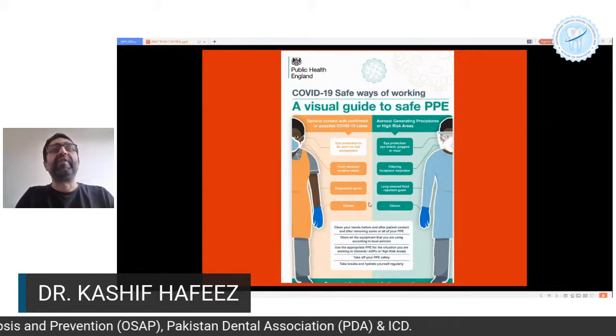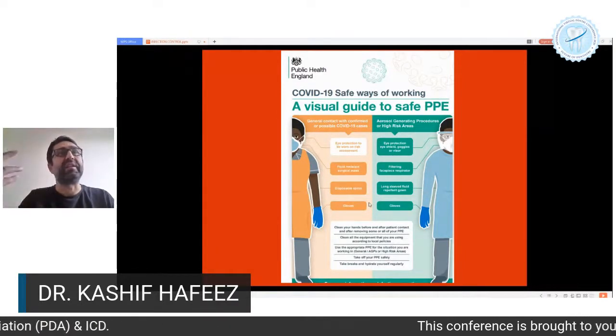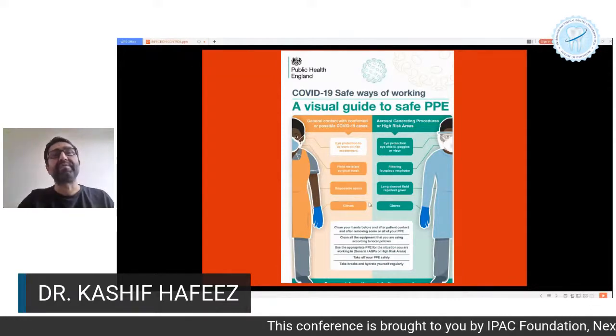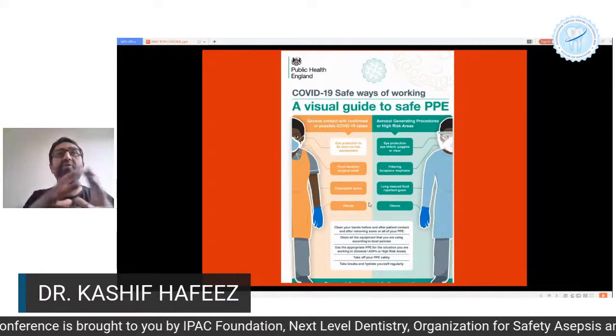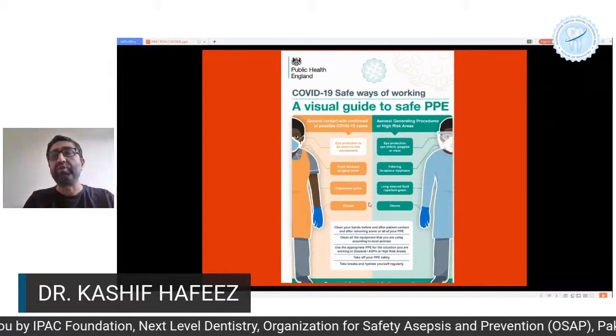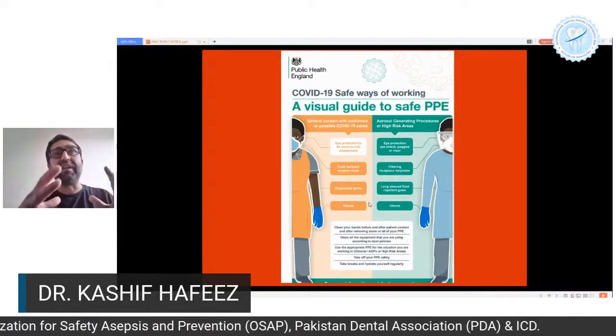This is a very good visual guide. Guys, these pictures, you can go to the Public Health England website and download them. Please print them and post them in your practices so everybody knows what they should be wearing for which procedure, and they should be very clear.